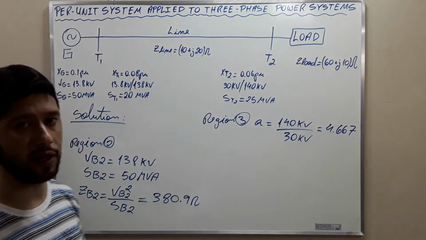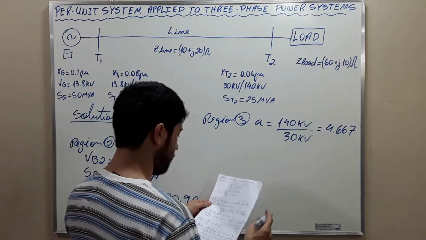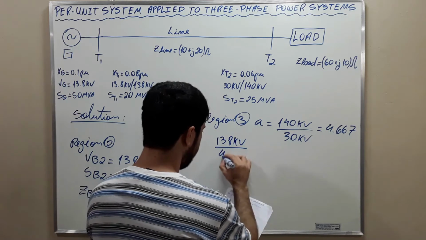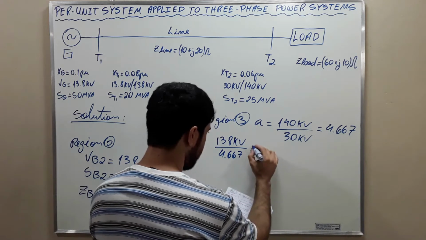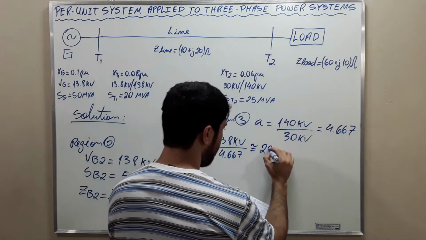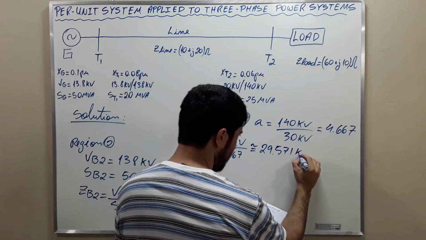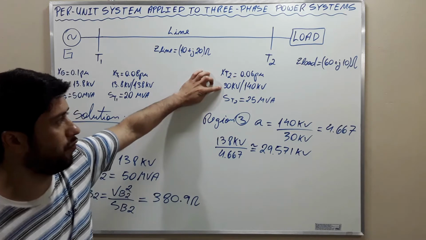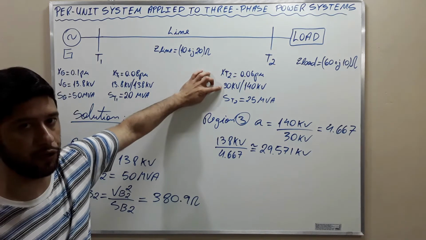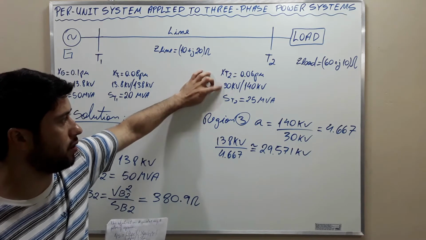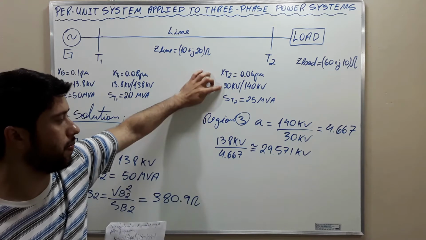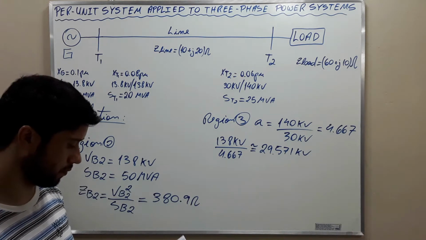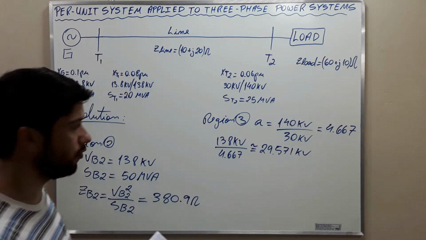Then the voltage at the load region 3 will be 138 kV divided by 4.667, which is approximately equal to 29.571 kV. Okay? Did you comprehend the adjustment? The voltage for region 3 at the load side is not precisely 30 kV. The voltage is 29.571 kV. Then the base voltage will be this.